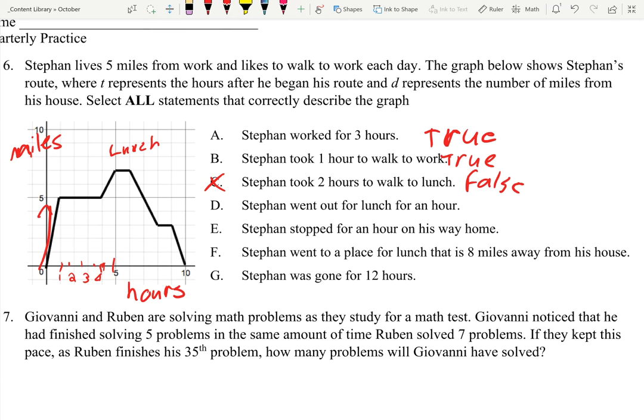Stephen went out for lunch for an hour. We've already kind of mentioned that, right? This is where he's at lunch because he's stationary. He's not walking anywhere. His distance isn't going anywhere. He's staying where he is, and that's for an hour. So we can presume that that's his lunch hour. So this is true.